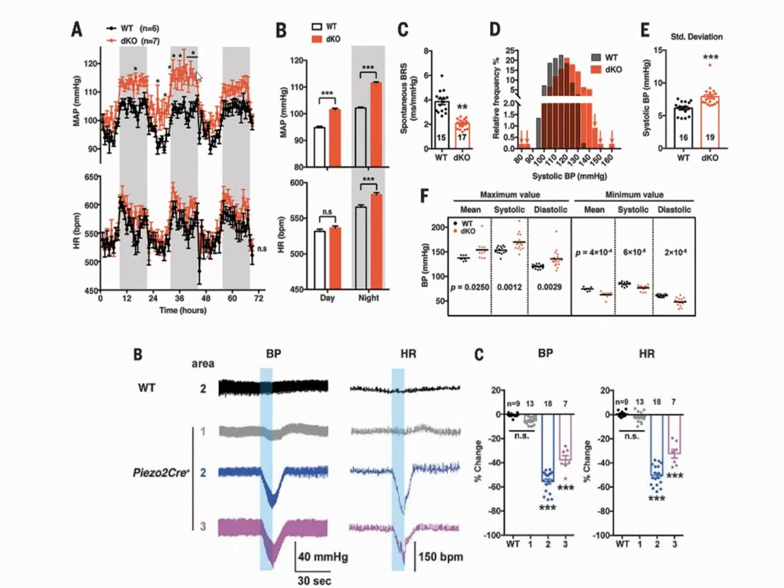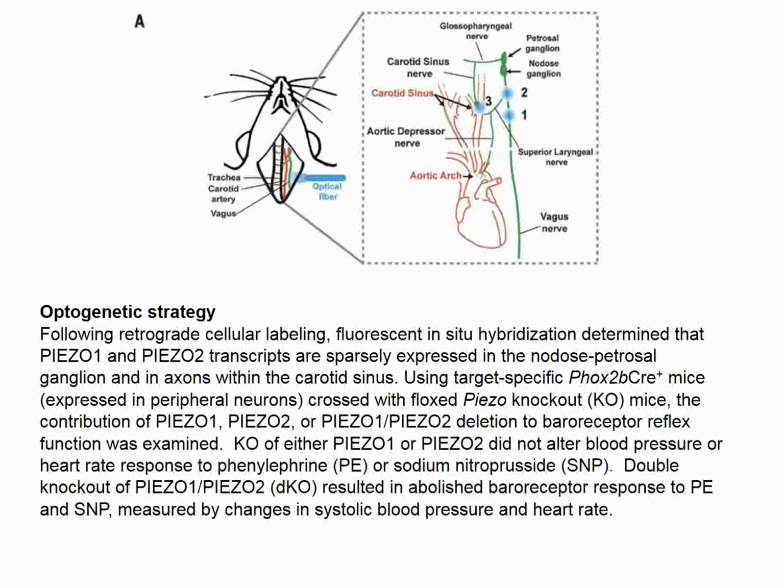They don't do very well in regulating their blood pressure minute to minute. And this is the first direct evidence that Piezo 1 and Piezo 2 are the afferent sensors for the baroreceptor reflex. And that's the strategy, and I thought you ought to know something about it.